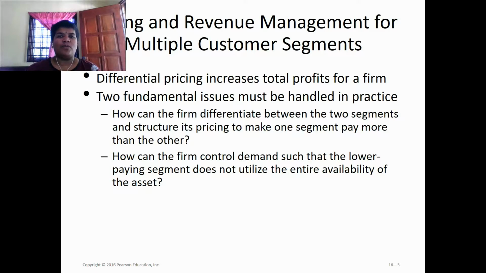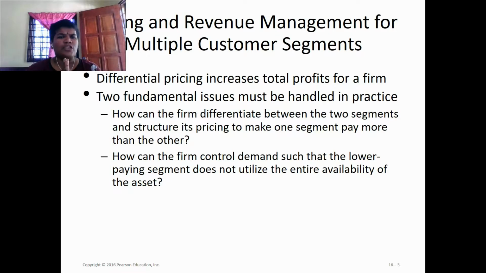Pricing and revenue management for multiple customer segments. Under this section, normally we will impose differential pricing. Why? We believe that differential pricing will increase total profit for the firm.